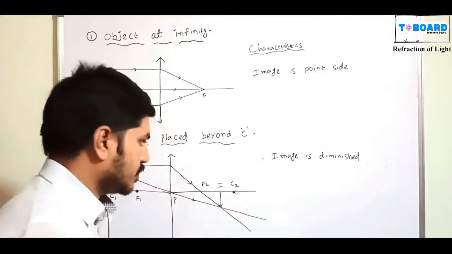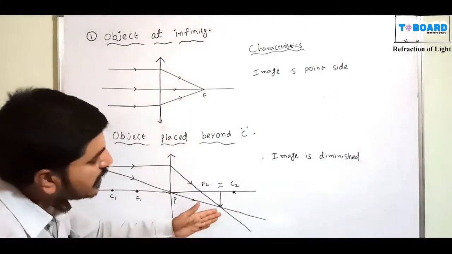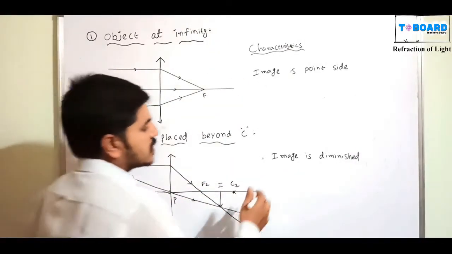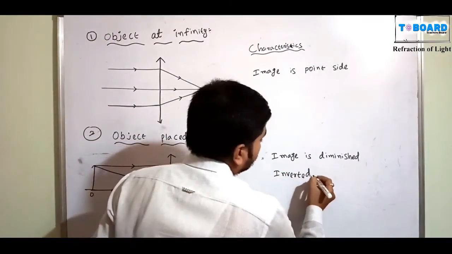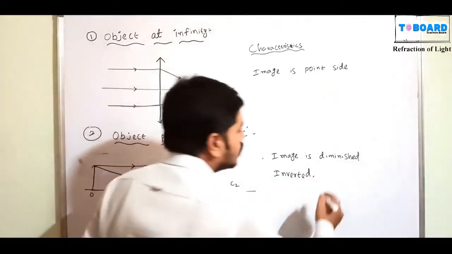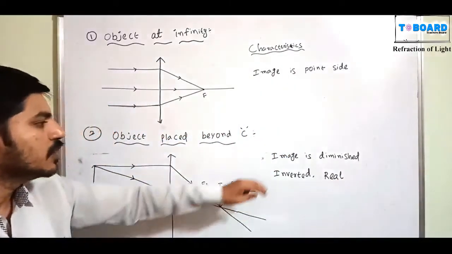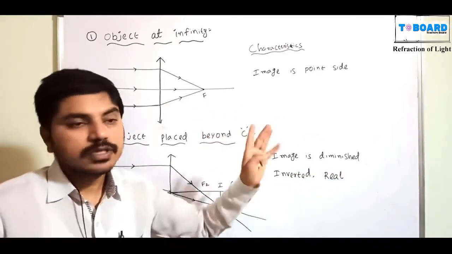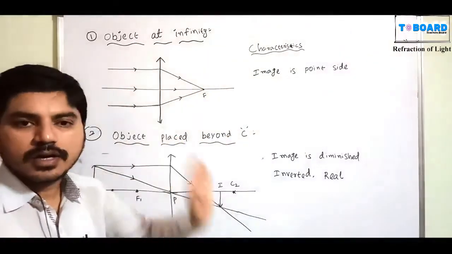Now I am going to say one more thing. It is an inverted image. Inverted means it is reversed, below the principal axis. And is it real or not? Definitely it should be a real image. So here the image is diminished, inverted and real. These are the characteristics if the object is placed beyond the center of curvature, right?